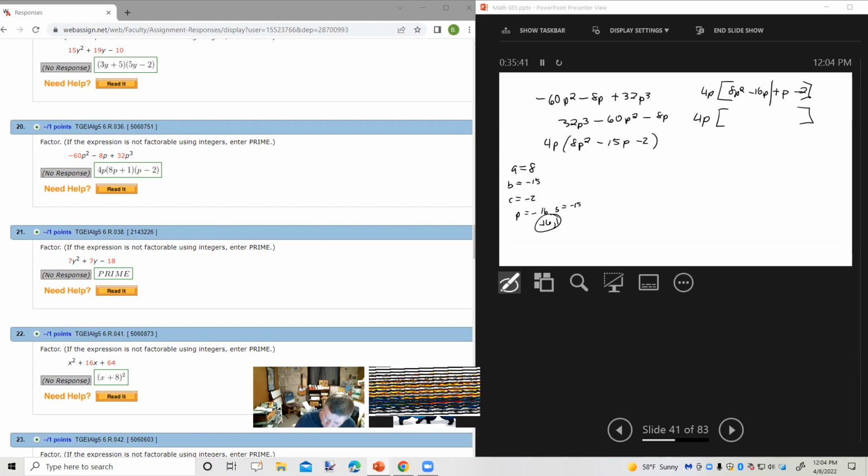Factoring by grouping, the greatest common factor of 8p squared minus 16p is 8p with a p minus 2 left over. So I need a p minus 2 left over on the right and a plus 1 out front. So then I get 4p times p minus 2 times 8p plus 1. And there you have it.